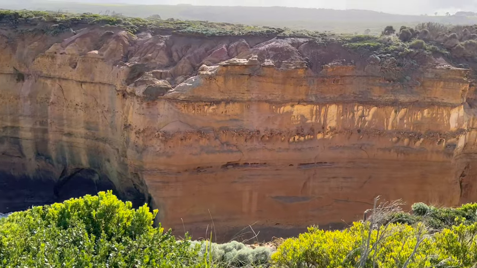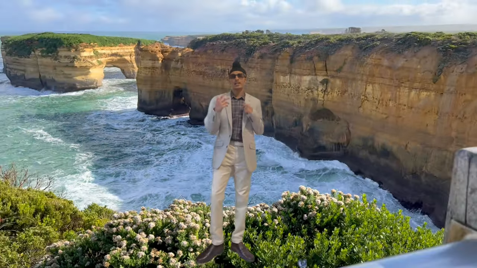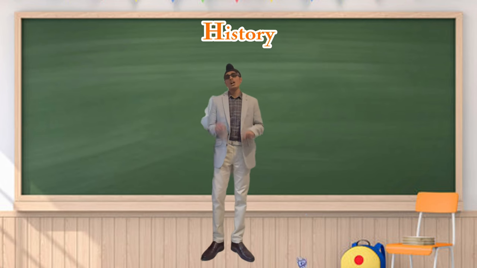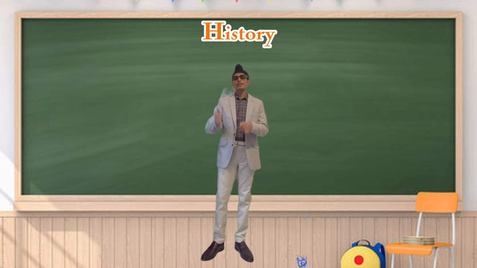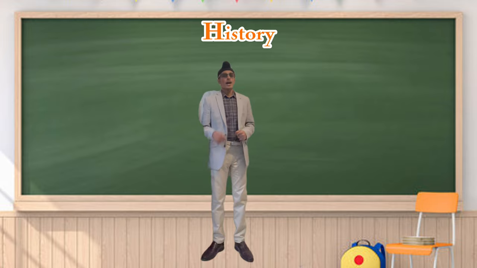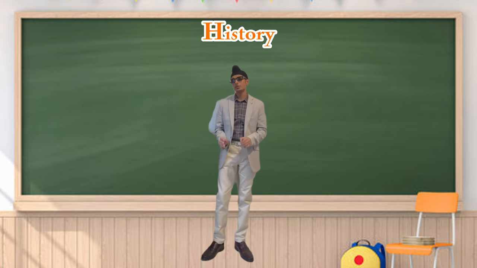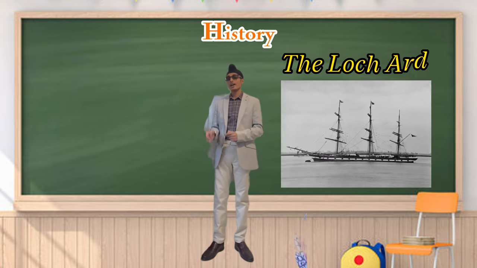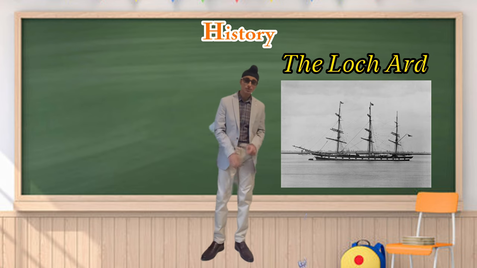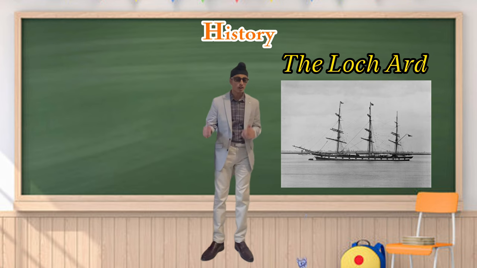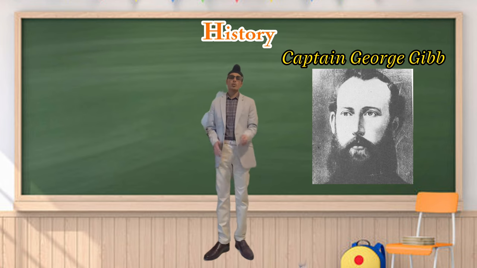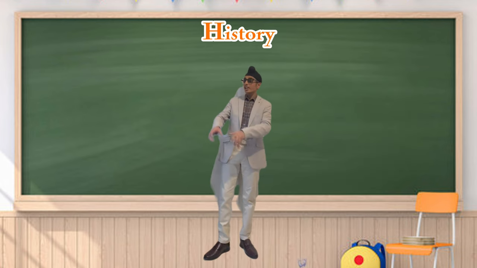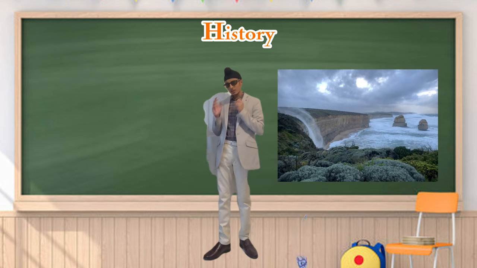Alright guys, let's get on to some history. Lockhart Gorge is actually quite a special place in the Campbell National Park. And this place has been named after the ship that had actually crashed into this place, which was called the Lockhart. Captain Gibb, the captain of the ship, was trying to get away from danger. He was trying to get away from the cliffs and all the currents.